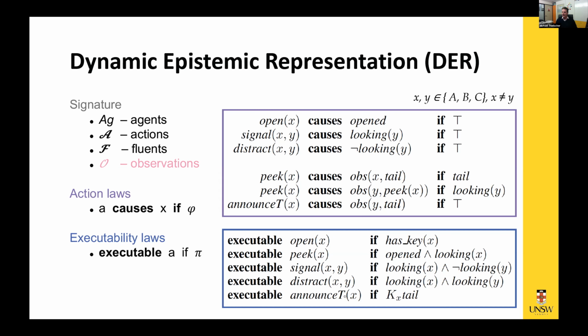And take note of the last executability law here, which says that we allow agent X to announce tails only if the agent X does know that tails is true. So these conditions can indeed be arbitrary epistemic formulae.